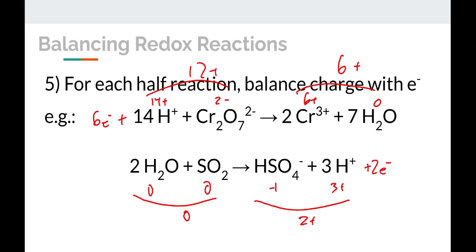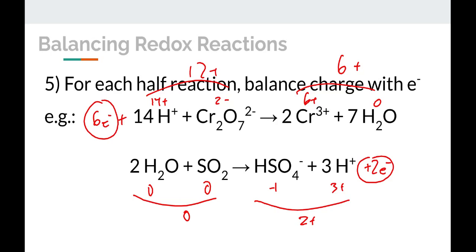Now at this point, you should look at where the electrons are. Here I have some electrons on the right and some electrons on the left. You have to have that. If they both end up on the left or both half reactions end up on the right, you messed up someplace, because this is a redox reaction. Something had to be reduced, something had to be oxidized.